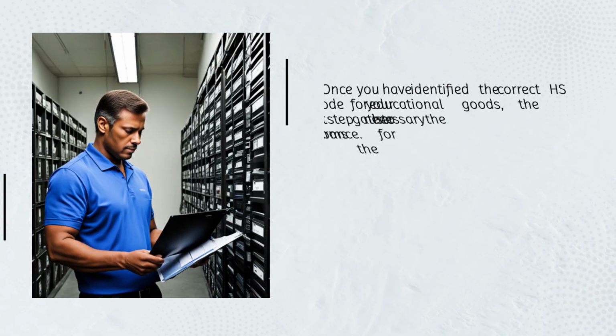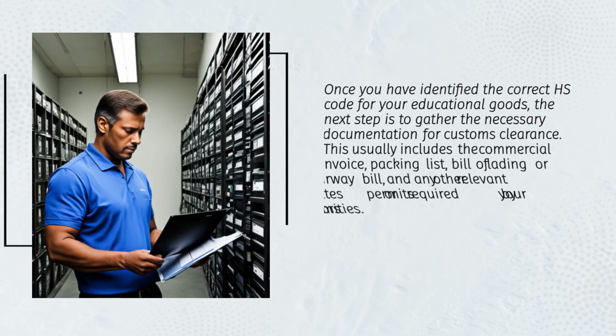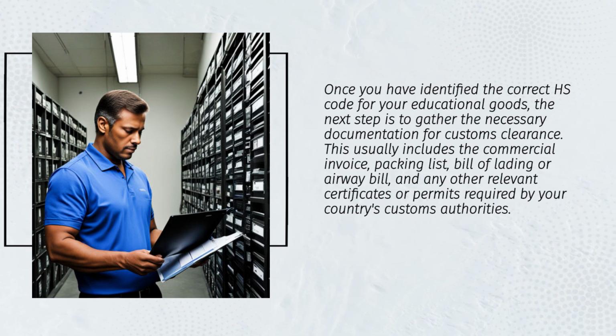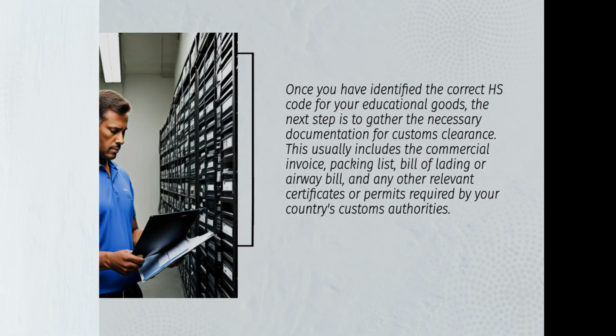Once you have identified the correct HS code for your educational goods, the next step is to gather the necessary documentation for customs clearance. This usually includes the commercial invoice, packing list, bill of lading or airway bill, and any other relevant certificates or permits required by your country's customs authorities.